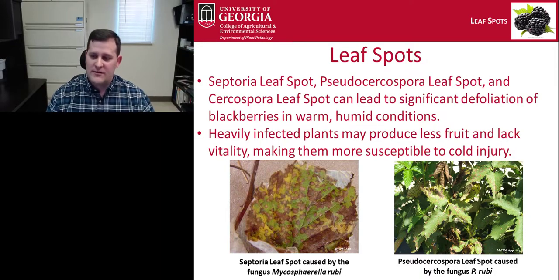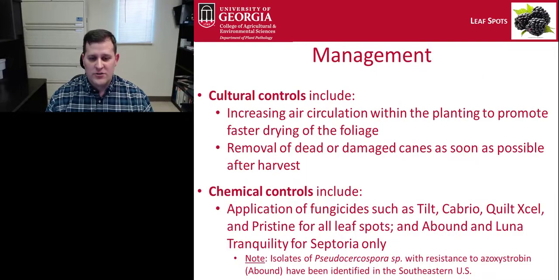In general, these diseases look fairly similar, and so in the past, it really hasn't been that important to know which one you have, but that's changed a little bit with some information we've found about Pseudocercospora recently, and I'll get to that in a moment. But cultural controls include, again, reducing moisture within the canopy. Anything you can do pruning-wise or anything to increase air circulation can help reduce problems with leaf spot. Removal of dead or damaged canes, again, after harvest, is helpful with these diseases as well.